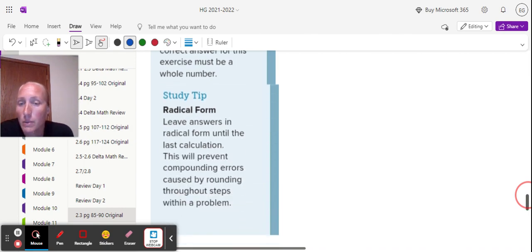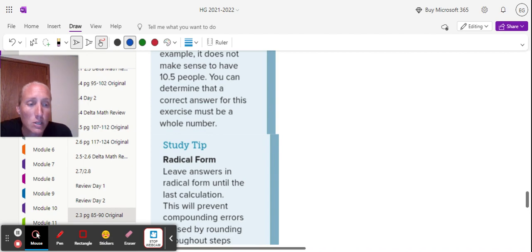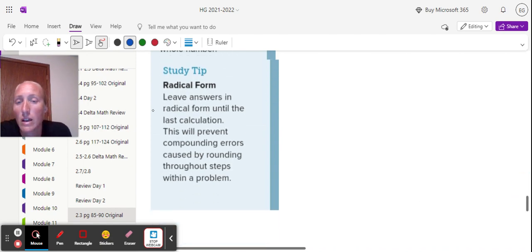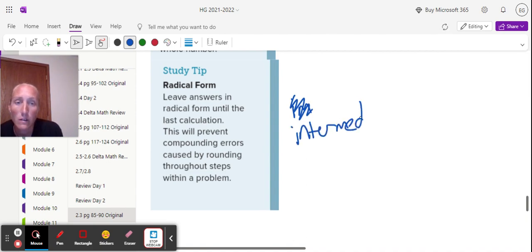Okay. The other thing, and I think I've mentioned this before, but radical answers. Leave answers in radical form until the last calculation. This will prevent compound errors caused by rounding through steps within a problem. So this is an important idea here, but it's kind of like a side step to the lesson, but it's important overall. I'm trying to think of the word for them. Intermediate rounding errors. That's what they're called.